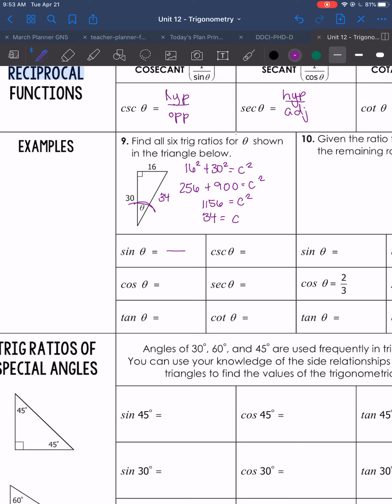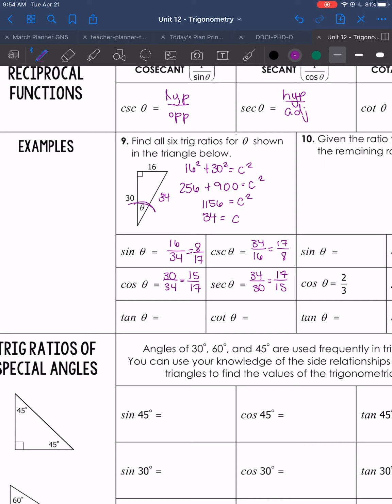hypotenuse. So that's 16 over 34, which simplifies to 8 over 17. And then you can flip it if you want. You can go ahead and do the reciprocal, which would be 34 over 16, which is 17 over 8. And then cosine, I just did cosecant. Cosine is adjacent, which is 30 over 34, which simplifies to 15 over 17. And then secant would be 34 over 30, which is 17 over 15.